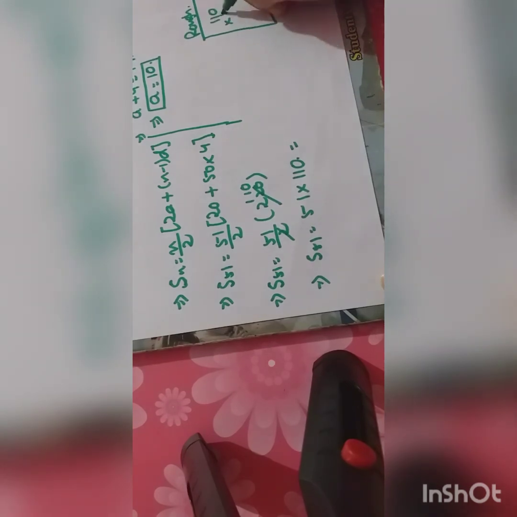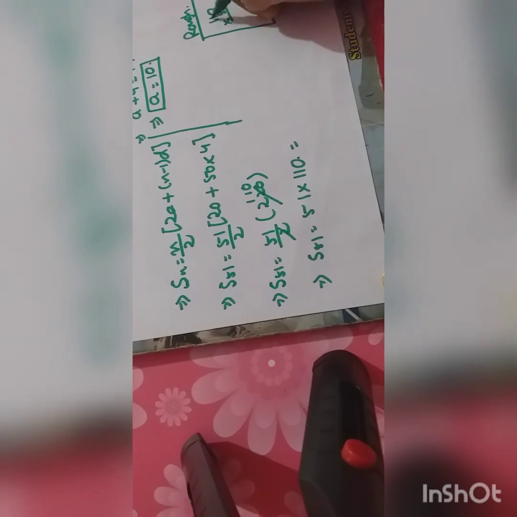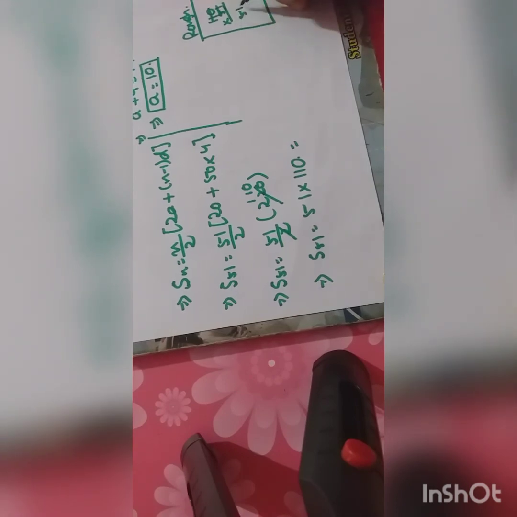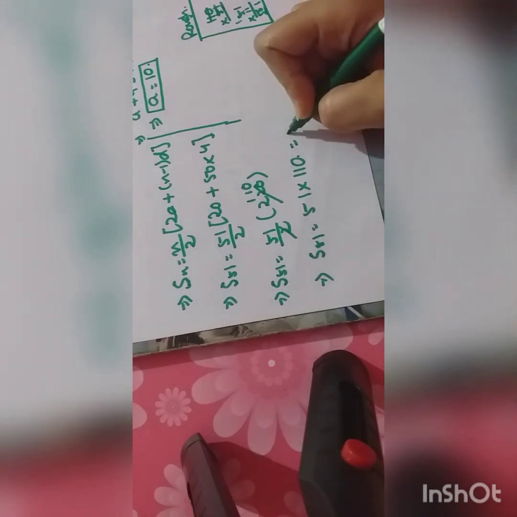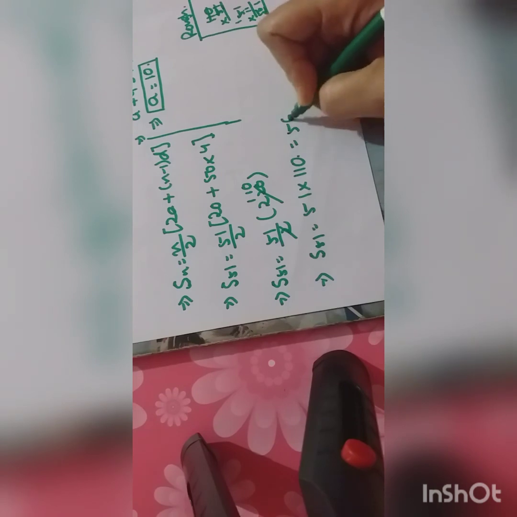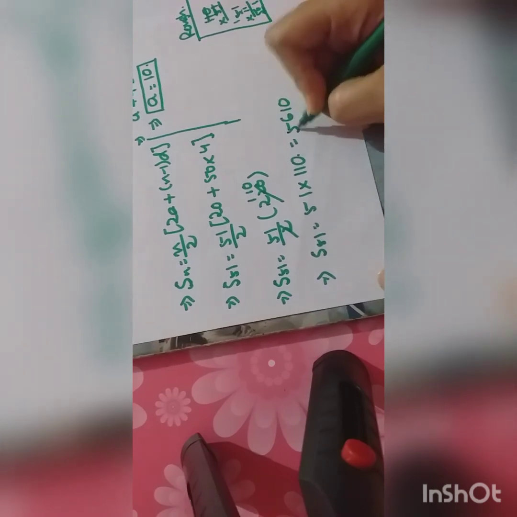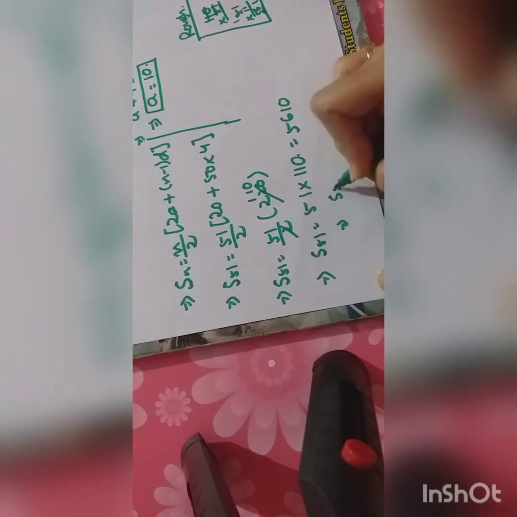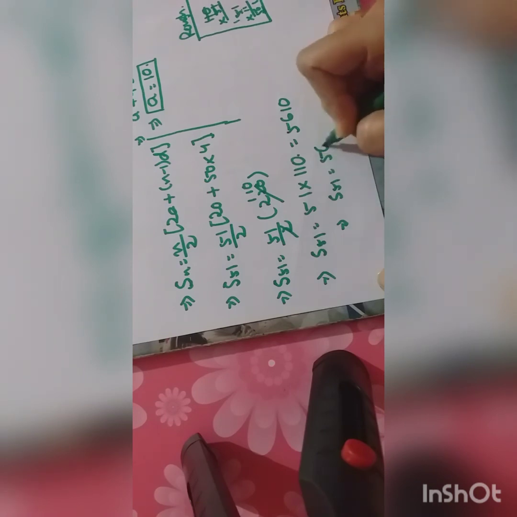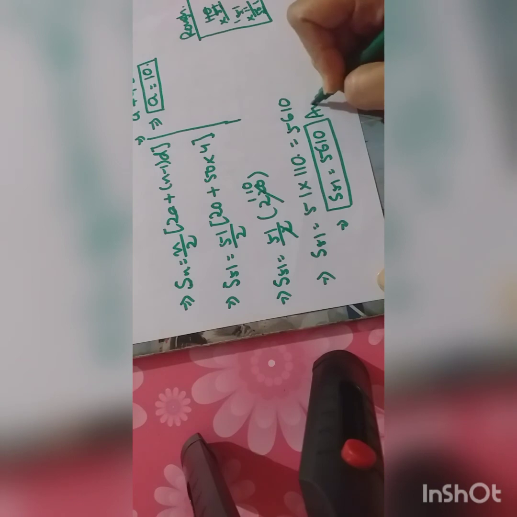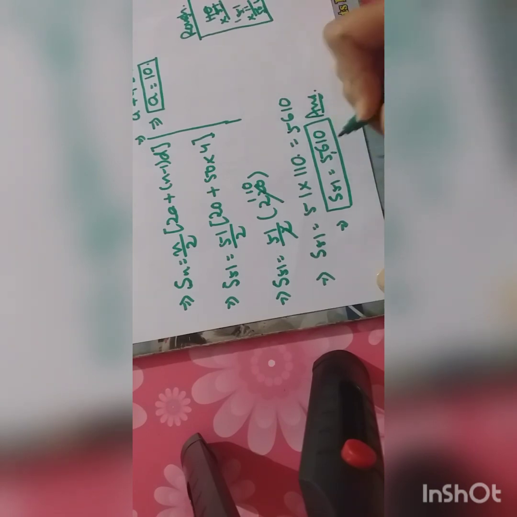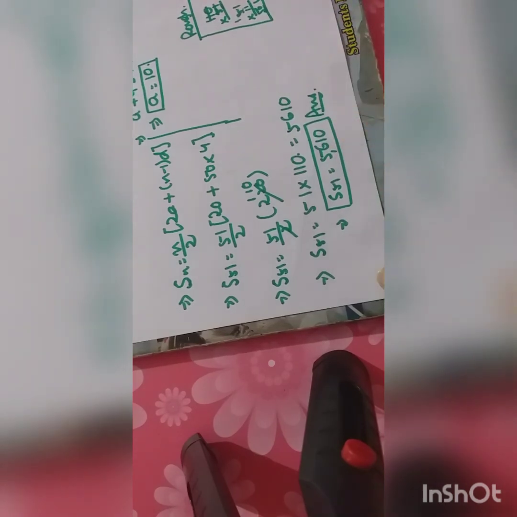I'm just multiplying 51 into 11. So 51 into 11: 11 ones are 11, 11 fives are 55, plus 1, 56. So my answer will be 561, and here is the 0. So S51 will be 5610. The value of S51 will be 5610. That will be my final answer.